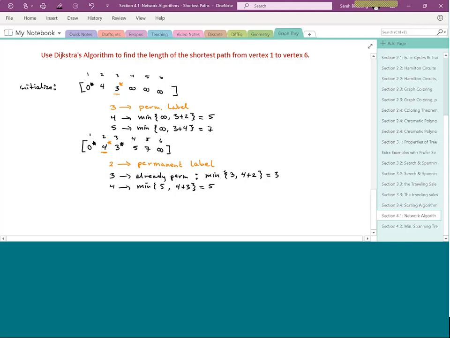At this point, we put in our new labels. So we still have 0 that's permanent, 4 that's permanent, 3 that's permanent. The label on 4 stays 5. The label on 5 we didn't touch. And the label on 6 is still infinity. So really that last step, all we verified was we did good at the previous step and we got the permanent label on vertex 2.